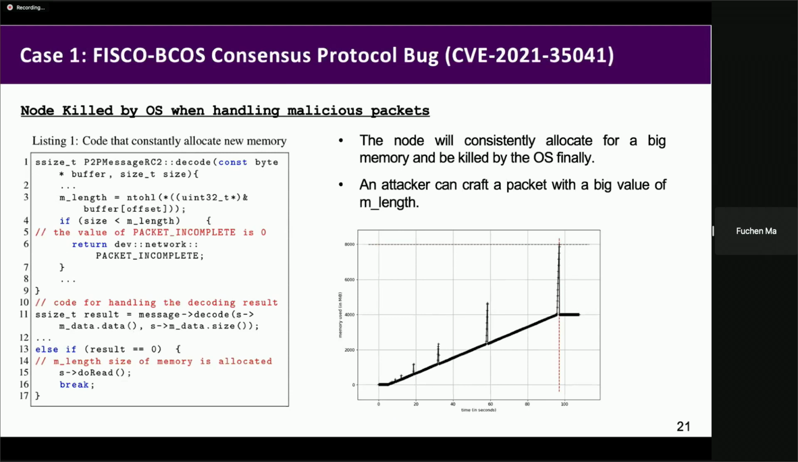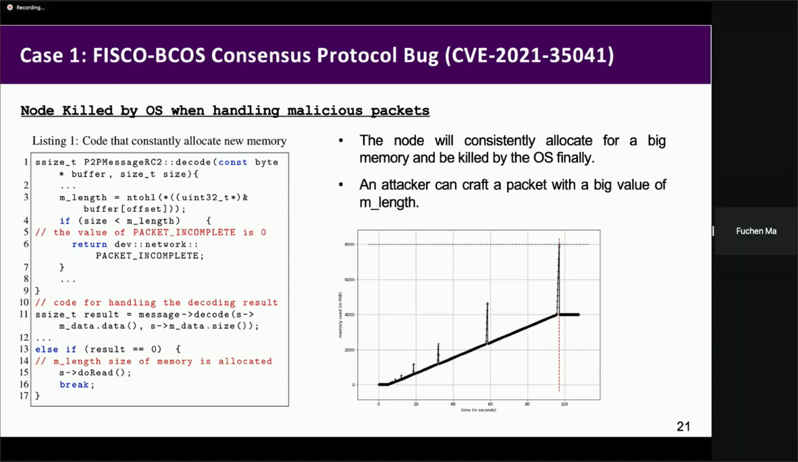Here I'll give a case to illustrate the bug details found by LOKI. This case was found in FISCO BCOS, a widely used commercial consortium blockchain developed by WeBank. We tested a cluster with 10 nodes. LOKI sent malicious packets to the other normal nodes in this cluster. The malicious packets constructed by LOKI have a big value in the length field in the header.